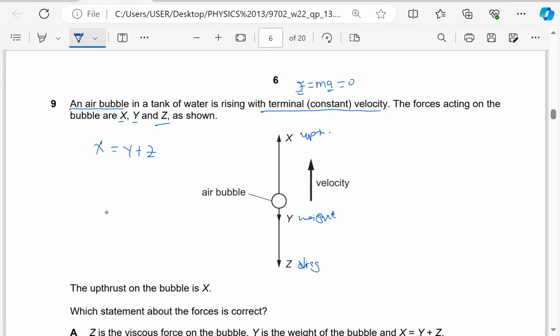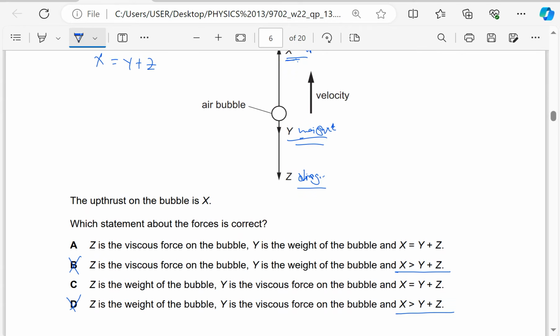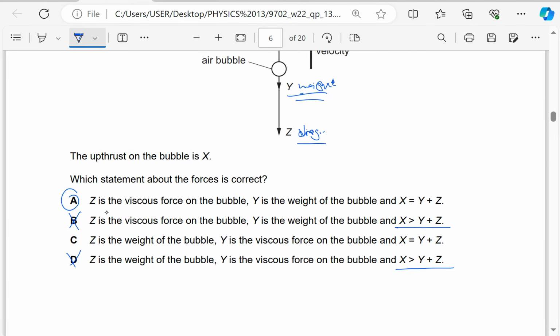And if the weight is extremely small, then it means the upthrust is bigger. And if the upthrust is bigger, it also means the drag is also going to be increasing. The drag increases, because the weight does not change. And for equilibrium, the drag should increase so that it adds to the weight to give us a bigger upthrust, to balance the bigger upthrust upwards. So it means Z is the drag, which is the only force which can increase. So the answer is most likely going to be A, where Z is the viscous force, Y is the weight of the bubble, and X is equal to Y plus Z. So the answer is automatically A.